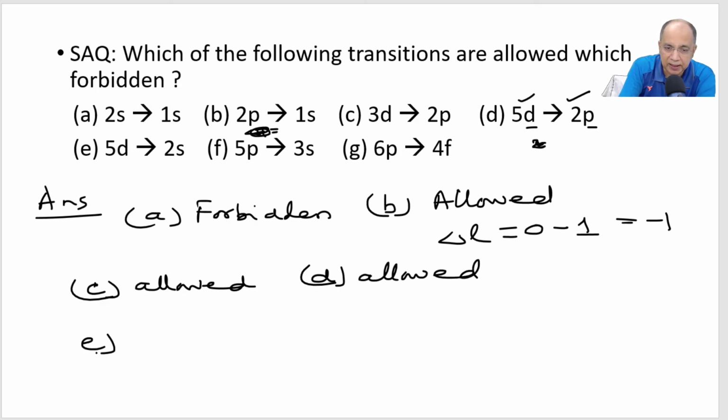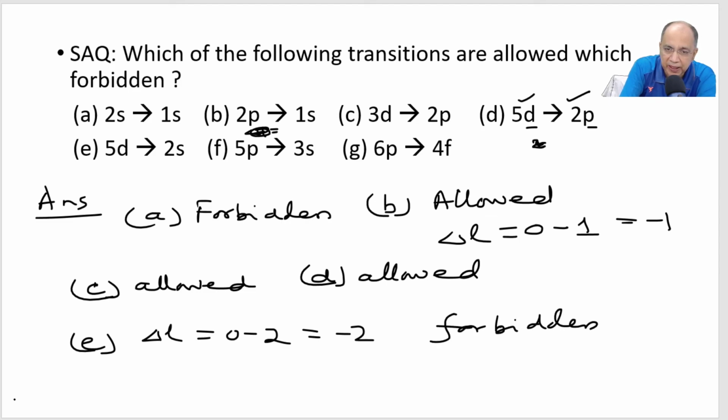And this 5d to 2s, no. 5 to 2 is allowed. But what about this? So delta L is equal to 0 minus 2, which is equal to minus 2. It's forbidden, not allowed. And F. 5p to 3s. Tell me. S and P, they're allowed. This is 0 minus 1, that is minus 1. Whether it is 5 to 3 or 5 to 2 doesn't matter. So it is allowed.